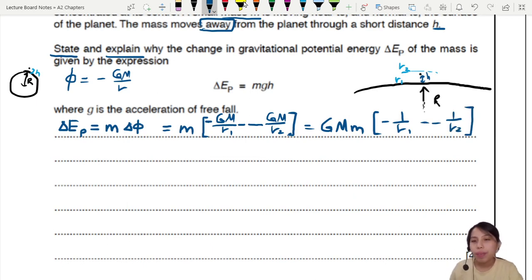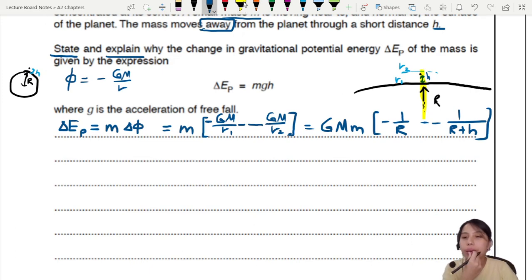Let's sub in some values. So let's say you are at first at the surface of the Earth, r1. This we call big R. R is the surface of Earth, right? Then you move to some higher position now. What's a higher position? That will be surface plus a small height. You can see here, radius of the Earth plus some small height. I think we are good to go.